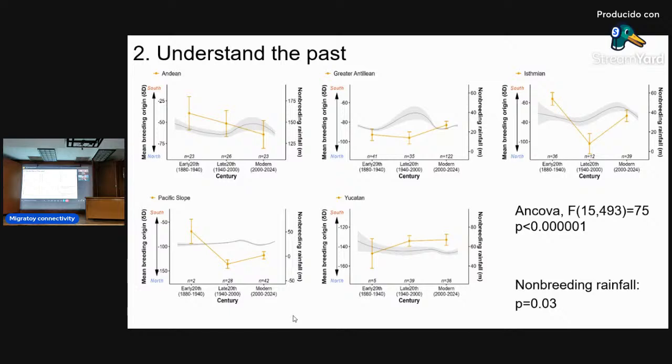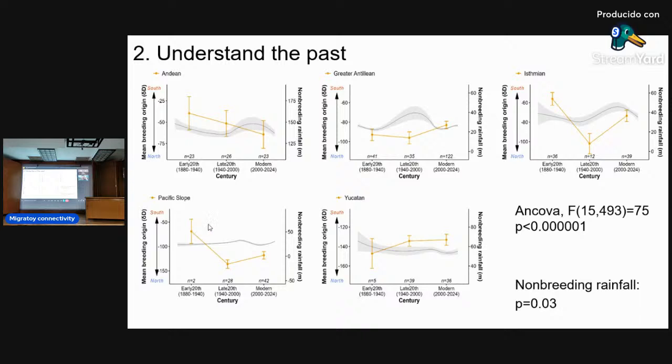What we see on the y-axis is mean breeding origin as proxied by the ratio of stable hydrogen isotopes. So that's what this little symbol means. And remember that the more negative the value, the more northern the breeding origin. That's what these arrows are here to show. They're just here to remind you that these values correspond with more southern breeding origins, and these values correspond with more northern breeding origins.